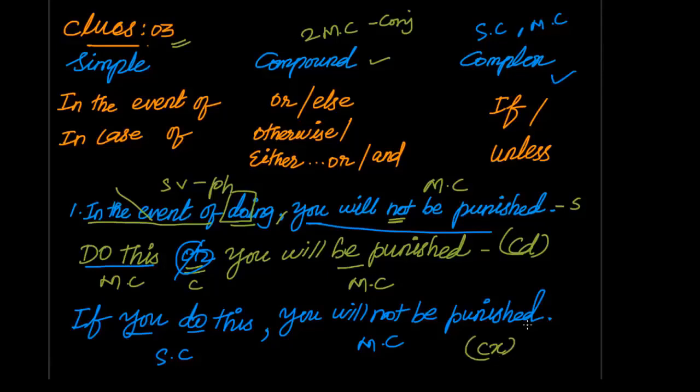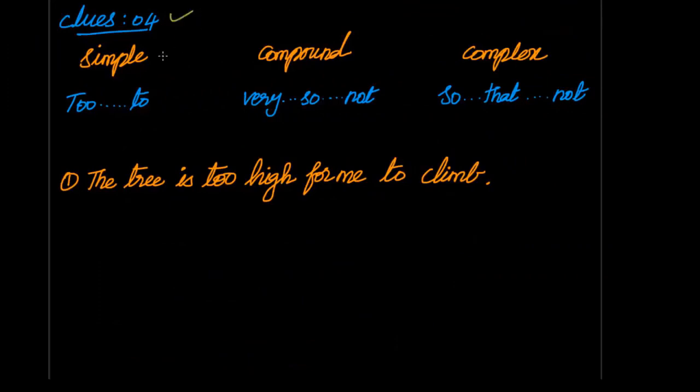Now we go to the next one. This is our fourth type. In simple, we can find "to". In compound, "very", "so", "not". In complex, "so", "that", and "not". Here I gave you one example sentence: The tree is too high for me to climb. We can find "to" here. Because of this, it is a simple sentence. And also we can find one finite verb here, "climb". So if we have one finite verb, it is also a simple sentence.